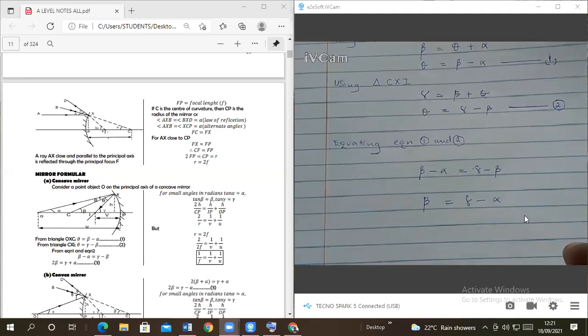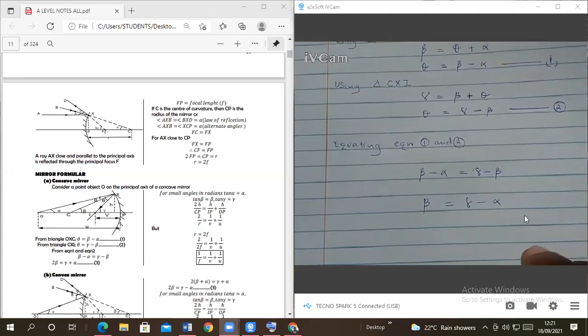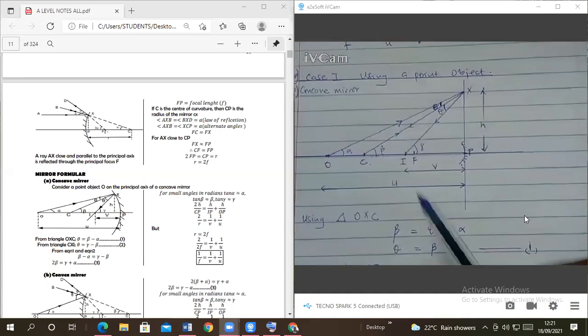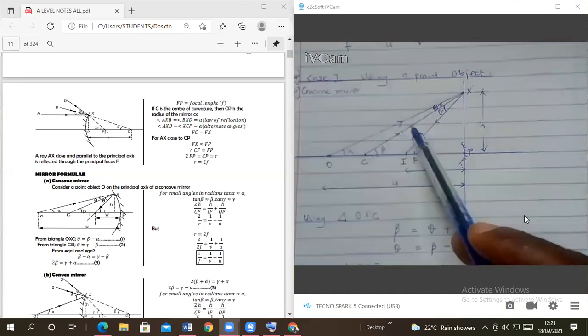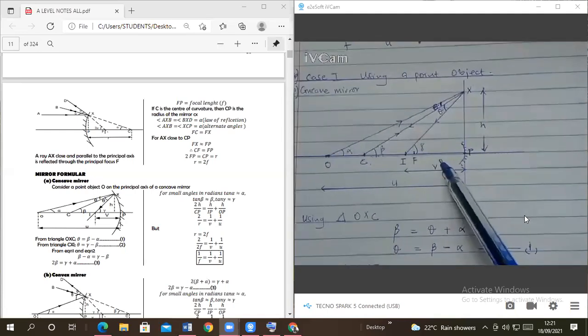Then from that point, because we know that these rays that we have just drawn are paraxial rays, which are very close to the principal axis.